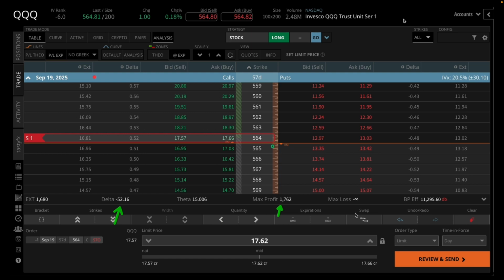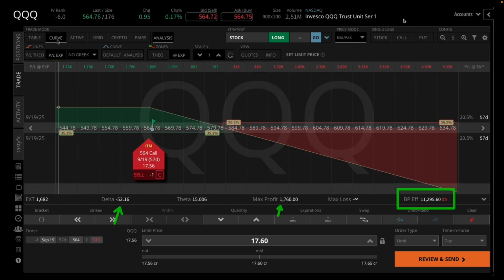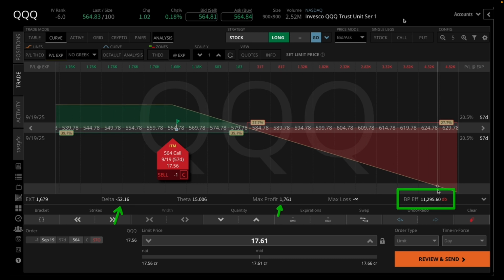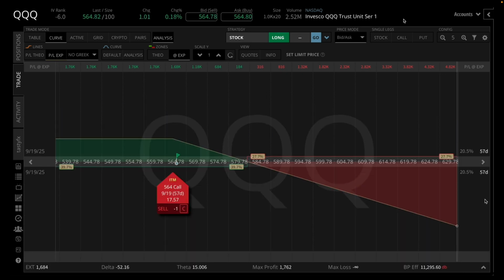This gives us negative 52 delta, a positive theta of about 15, a max profit of roughly $1,765, and the buying power effect is quite a bit less. Our account would be debited by a little over $11,000. And when we bring up the P&L graph for this trade, we can see that it is nearly identical to the synthetic short call trade.